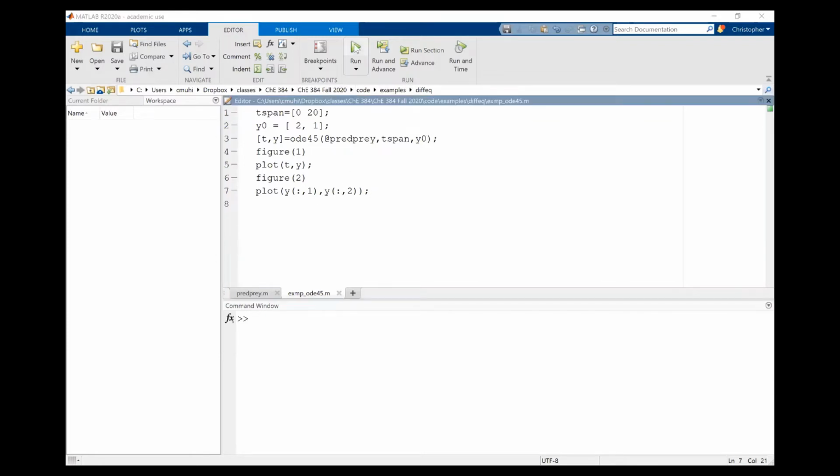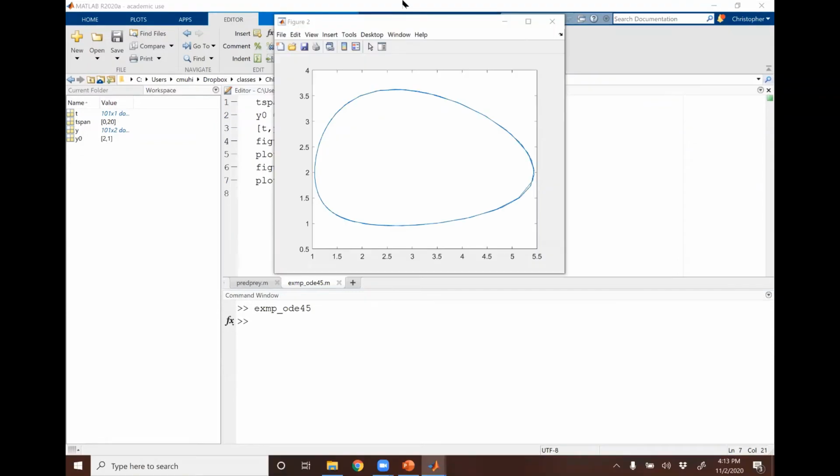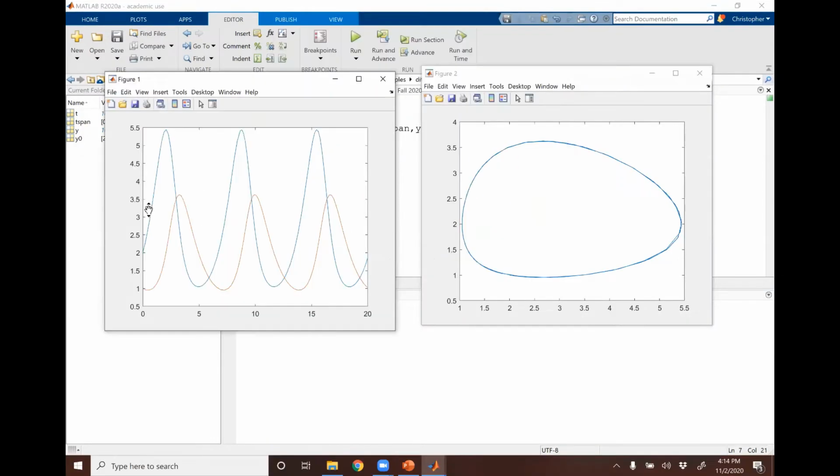So all I need to do is go up here and click run, because it's a function. And now we see my two functions arrive. So let's look at my two figures. As you can see here, let me pull these apart. We have my y1 and my y2 varying with time. So we have that nice repeating pattern.